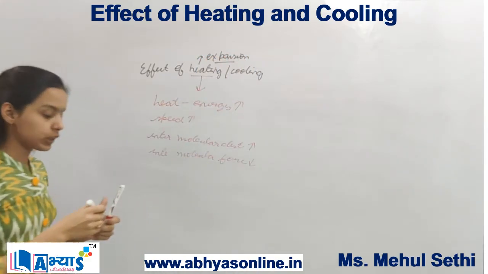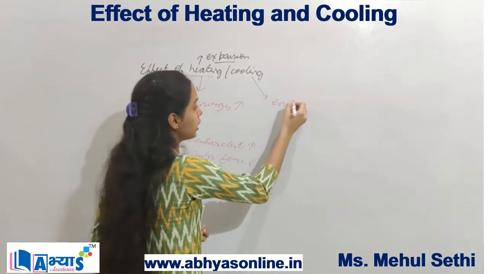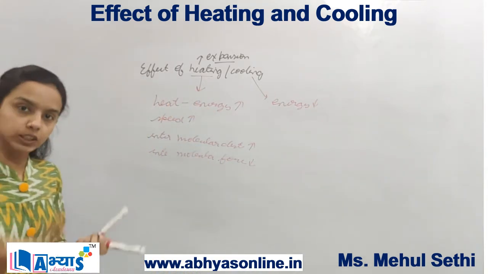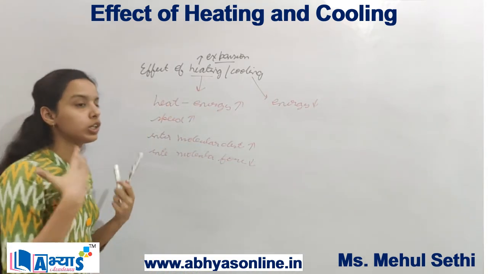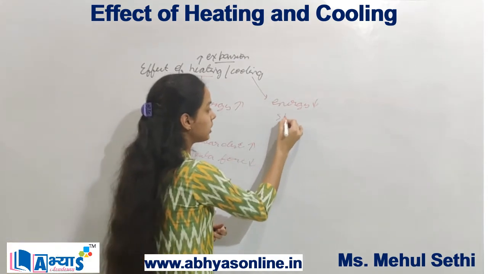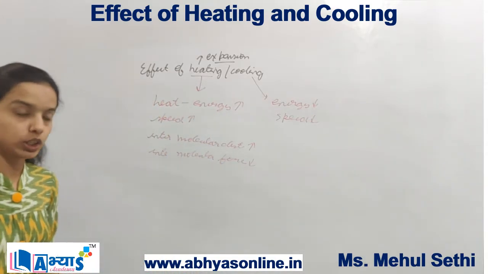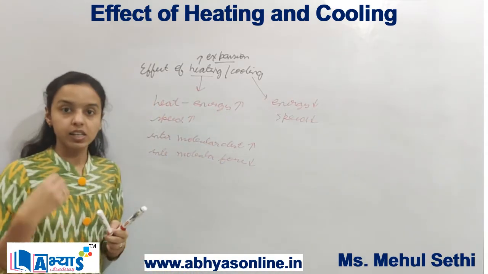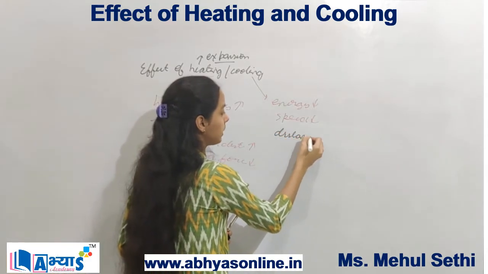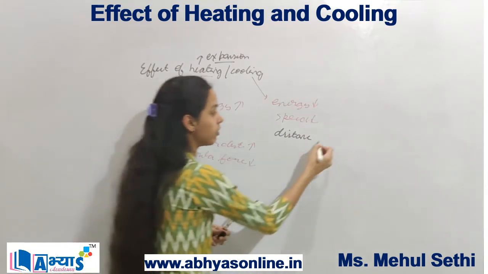Now let us take the case of cooling. During cooling, there is a loss of energy. That means energy is released by the particles. So when the energy is lost by the particle, the speed of the particle decreases. That means now they will travel at less speed because they don't have any energy. Now when the speed of the particles decreases, the intermolecular distance, that means the distance that was between the particles of that substance, will decrease.